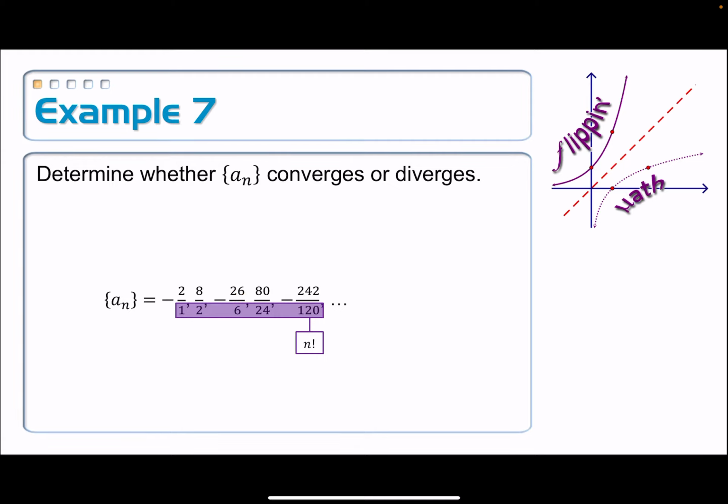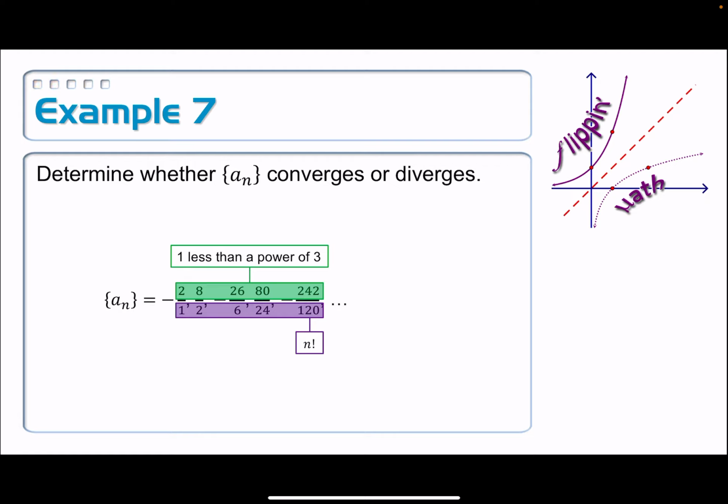But notice that these numbers are actually really close to some other numbers which are much more helpful. So 2 is close to a 3, 8 is close to a 9, 26 is close to a 27. Instead of 80, we want to think 81, and instead of 242, we want to look at 243. All of those numbers, I bring them up because they're powers of 3, and all of our top numbers are just one less than that. It's one less than a power of 3.